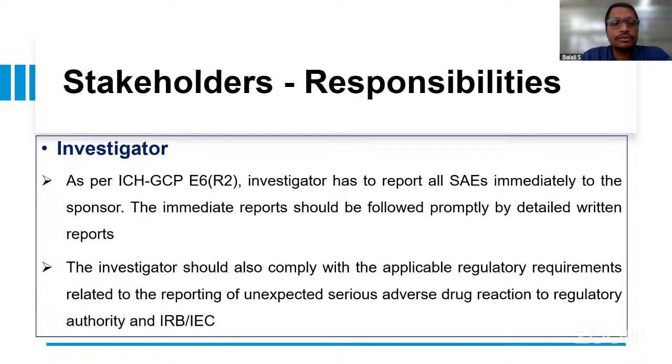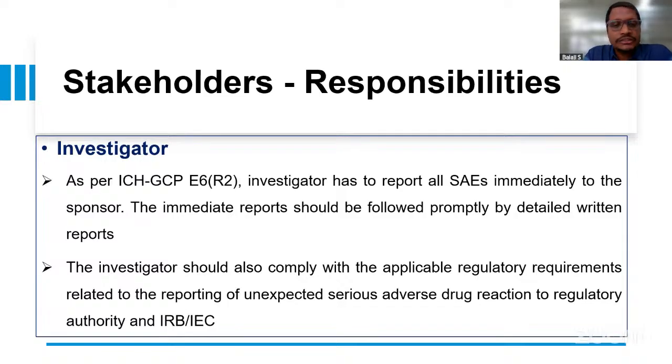The moment we get to know, our time starts clicking, and within 24 hours this information has to be brought to the notice of all the regulatory authorities. Then the investigator should also submit a prompt detailed report. Within 14 days, the investigator has to submit a complete written detailed report to the same stakeholders for assessment purposes. That should happen within 14 calendar days.